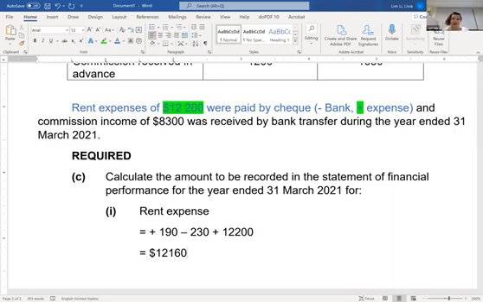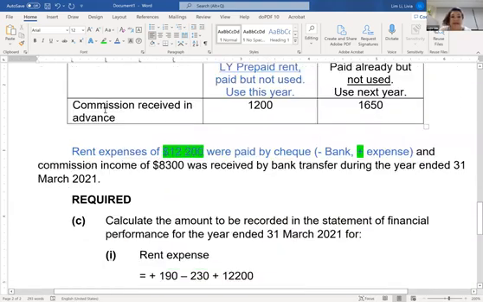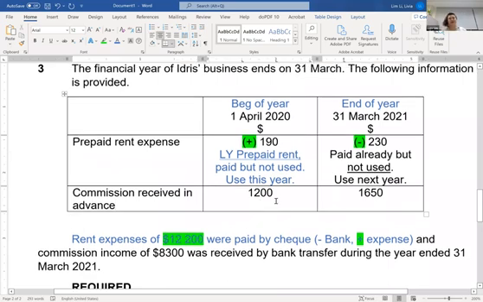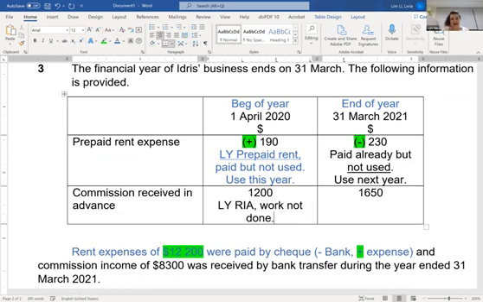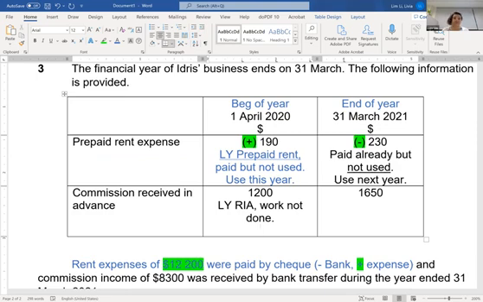What about commission income? Let's take a look at commission income. Commission income at the beginning of the year is actually last year's commission income, right? So last year's received in advance. I received the money already, but have I worked? No, I haven't done the work yet. Work not done. And since the work is not done, when will work be done? Work done this year.